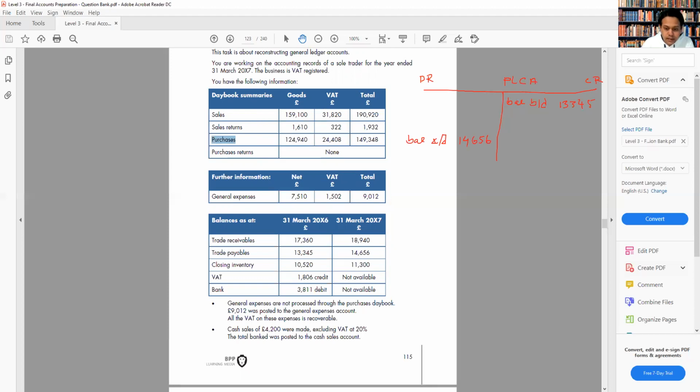So we said the purchase, that will be 149,348.